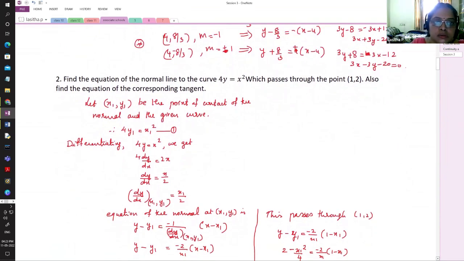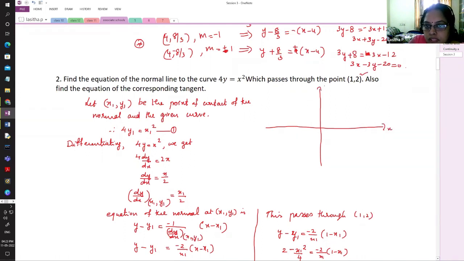Find the equation of the normal to the curve 4y is equal to x square, which passes through the point 1, 2, and also find the equation of the corresponding tangent. Here the misleading fact is that whenever they see the curve and the point, they immediately start using the formula y minus y1 is equal to m into x minus x1. Directly they will not think whether this point lies on this curve or not.